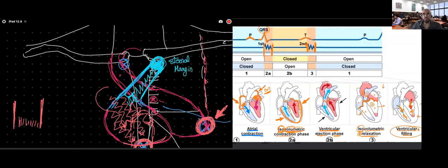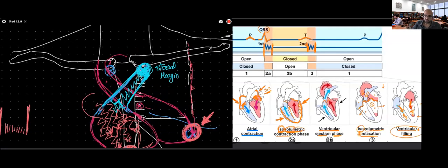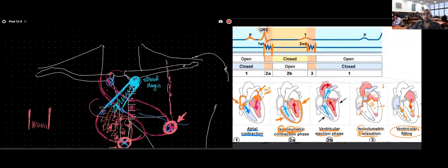on the right or left? On the right or left side? What do you think? Is this the left or right side? Left. And this is what gets many of you confused. Why? Because you know that the pulmonary trunk is coming from the right ventricle, so you're expecting it to be heard on the right, but actually not.